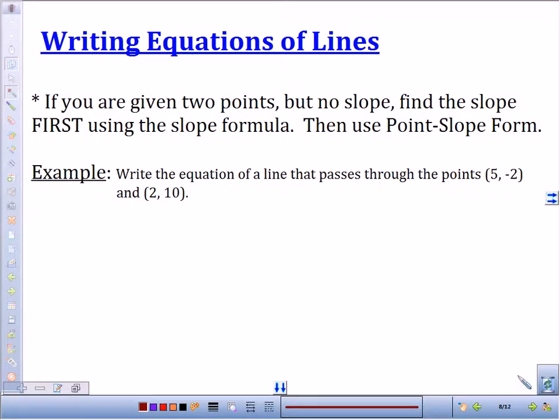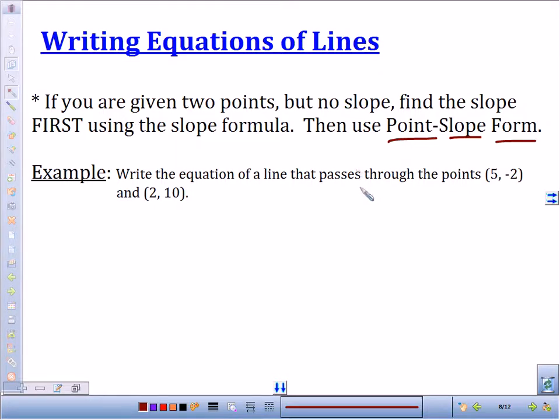Alright, if I'm given 2 points but no slope, in other words, I'm told that a line passes through these 2 points, the first thing I need to do is find the slope. I can't use point-slope form until I find the slope. Once I've found the slope, then I can use point-slope form, which is what I used in the last example. That's y minus y1 equals m times x minus x1.